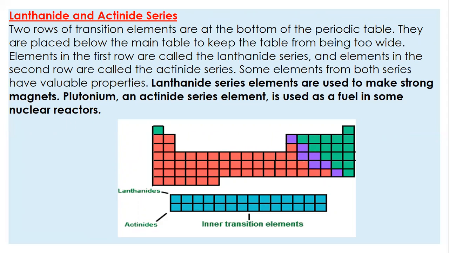The lanthanides and actinides series are the two rows under the periodic table. The scientists put them under the periodic table because if we put them in the middle, it would make the periodic table too wide to fit. So they left a space for them at the bottom. Lanthanide series elements are used to make strong magnets. Plutonium is an actinide series element which we use as a fuel in some nuclear reactors.